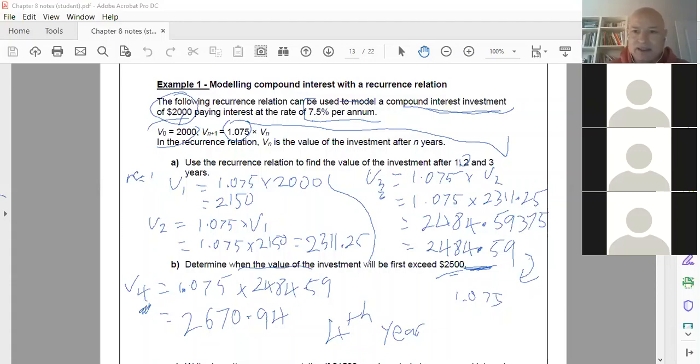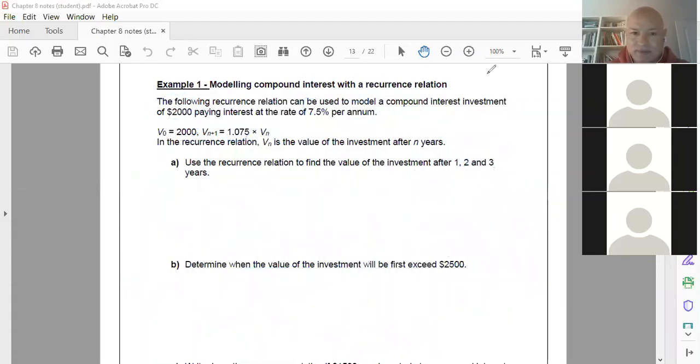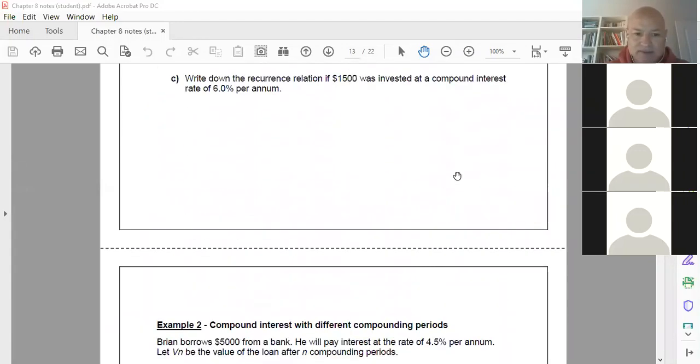Okay, let me clear this. Part C. All right, part C says write down the recurrence relation if $1,500 was invested at a compound interest of 6% per annum. Okay, well, we know our V of 0. There it is there. That's our V of 0. Beautiful. And this is worth, of course, 100% already, $1,500. But we're investing it. That means it's going to increase, and it's going to increase by 6%.